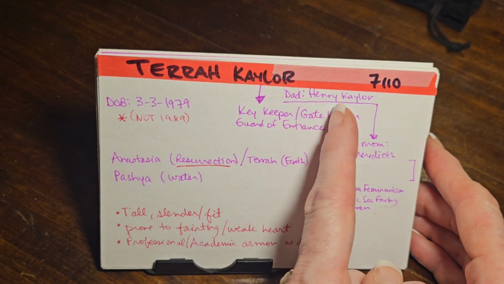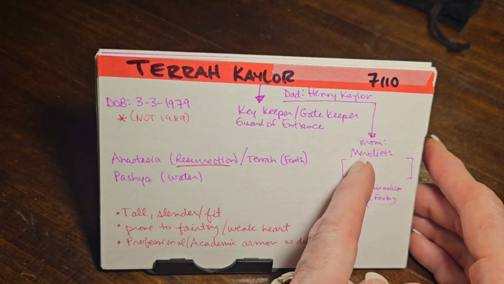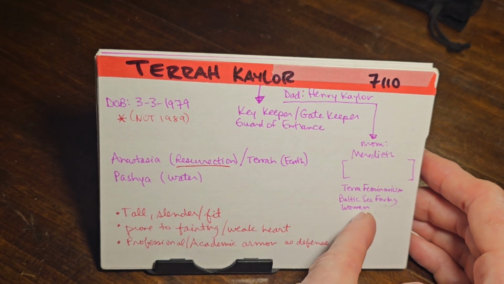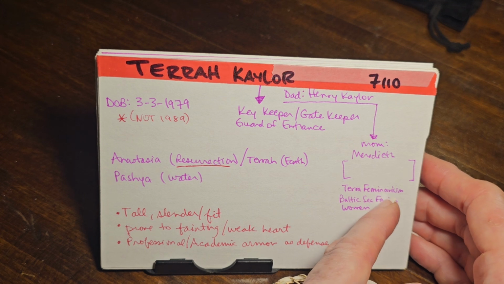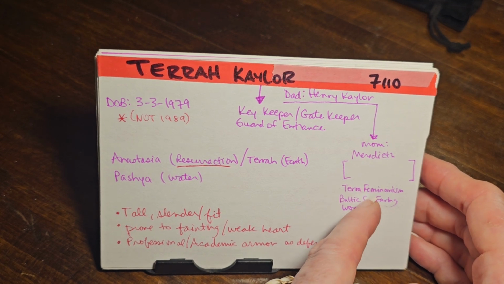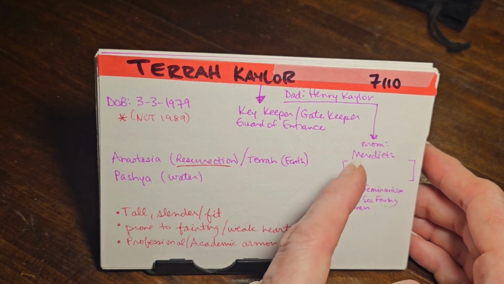You'll notice I've listed her dad as Henry Kaler and her mom as Meredith. And I've made a note that her mom hails from the Baltic seafaring women of the island of Terra Feminarium. That's a real place. Another cool cookie for readers that want to go check it out.